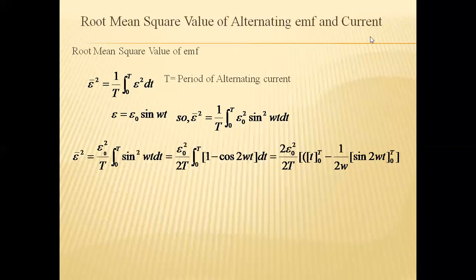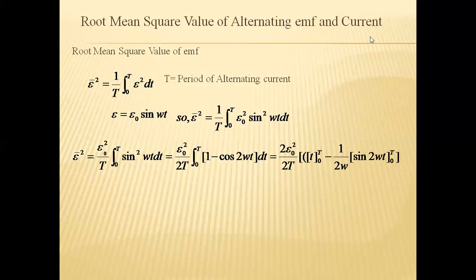And now we get that E bar square is equal to E naught square by T, integral from 0 to T of sine square omega t into dt, and we convert the main equation because we have no direct integration formula for sine square omega t. Then E naught square by twice T, integral from 0 to T of 1 minus cos 2 omega t into dt, and we finally integrate it: E naught square by twice T times [t minus 1 by twice omega sine of 2 omega t].